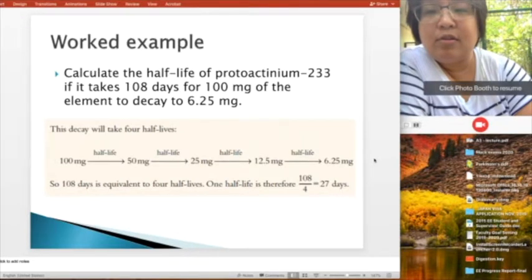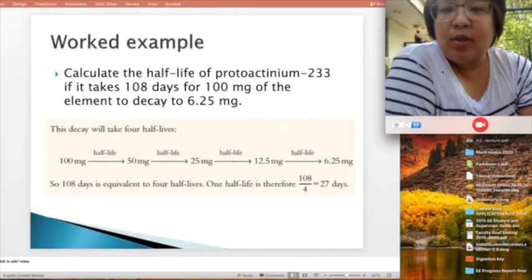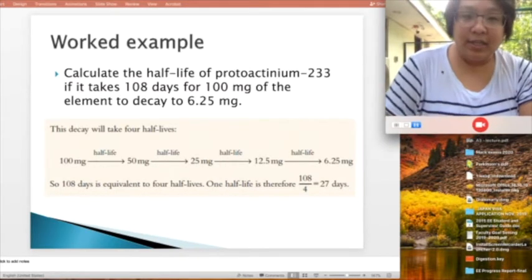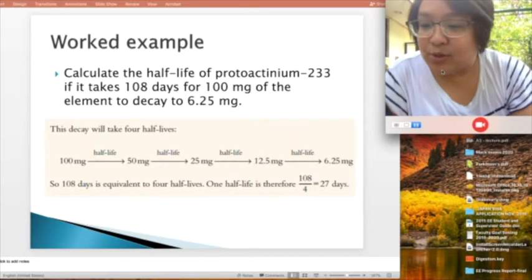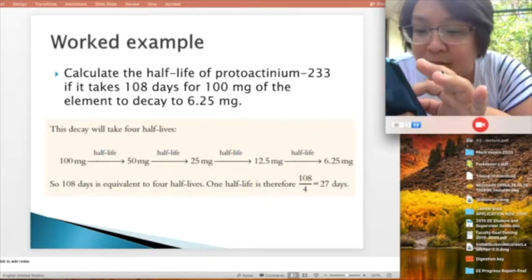Let's look at another example. What is the half-life? This time you're being asked the half-life. Protactinium-233. Ooh, that's a fancy element. Protactinium. Hold on, I just want to see it in the periodic table.